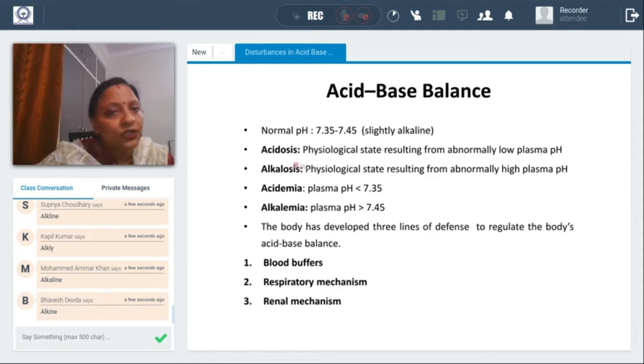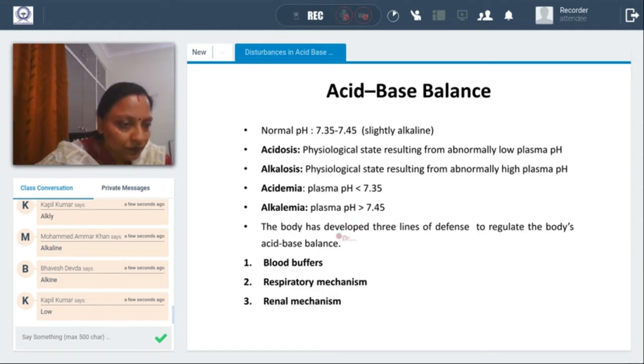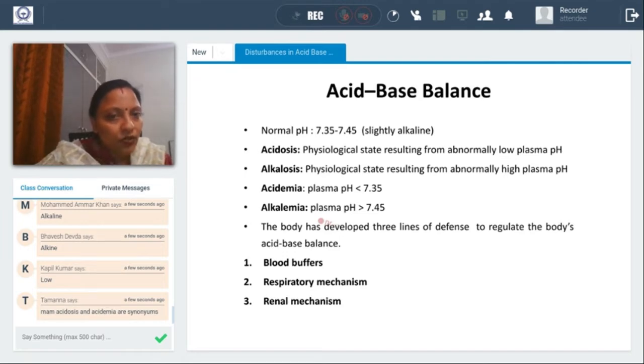Good. What is acidosis? Physiological state resulting from abnormally low plasma pH. You all know alkalosis. Physiological state resulting from abnormally high plasma pH. So in acidosis, we get low plasma pH, and in alkalosis, we get abnormally high plasma pH. So what is acidemia? When plasma pH is lesser than 7.35. And what is alkalemia? When plasma pH is greater than 7.45. Is it clear to all of you? Please write in the box, when plasma pH is lesser than 7.35 it is called acidemia, and when plasma pH is greater than 7.45, it is called alkalemia. Okay, is it clear to all of you?